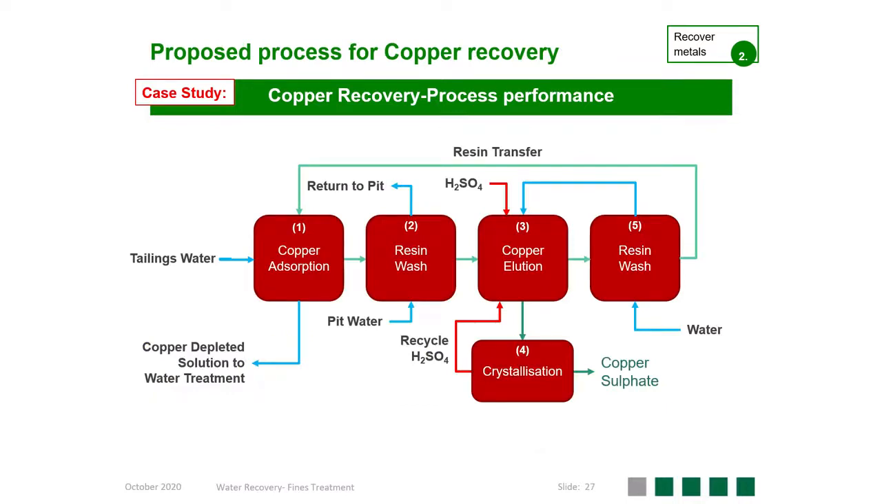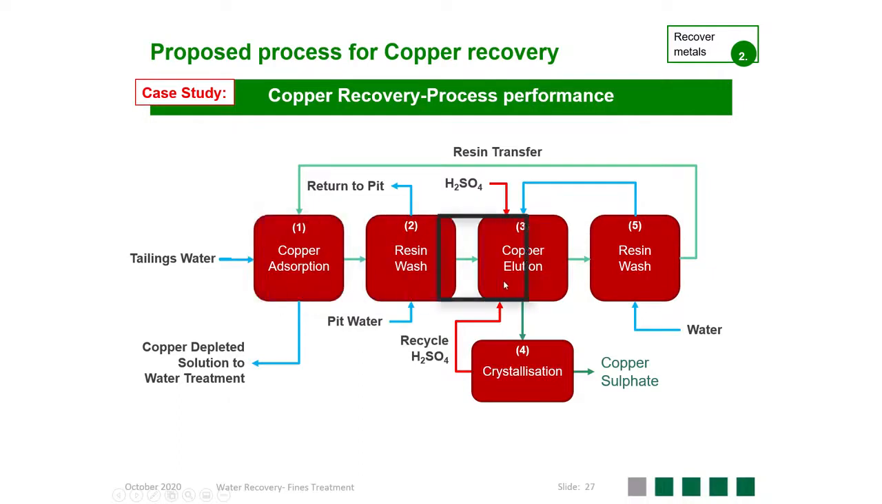This process, as per the animation, consists of the following process streams. Tailings water is fed to the copper adsorption column, and the copper is absorbed onto the resin, where the copper depleted solution is sent to a water treatment plant. The resin is then transferred via pneumatic airlifts to a resin wash, and then sent to a desorption column to elute the copper from the resin. The resin is then washed and recycled back to the copper adsorption column.